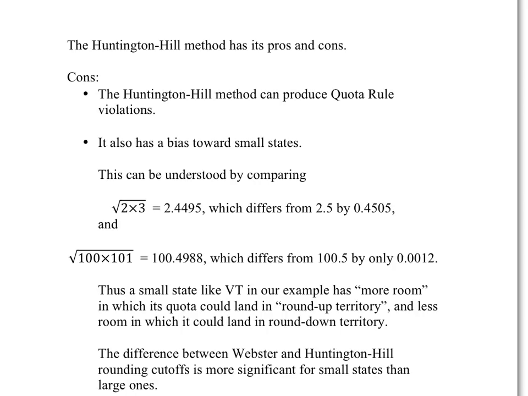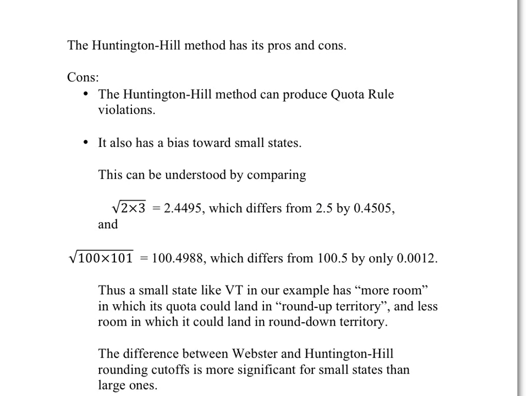To see how that would be, this can be understood by comparing the square root of 2 times 3, okay, that's 2.4495 approximately, which differs from 2.5 by a fair amount. By contrast, the square root of 100 times 101 is 100.4988, which differs from 100.5 by only 0.0012. So what's the significance of these numbers? What I'm exploring here is how far apart the Huntington-Hill rounding cutoff is from the Webster rounding cutoff.